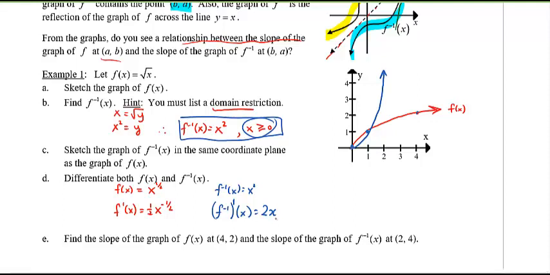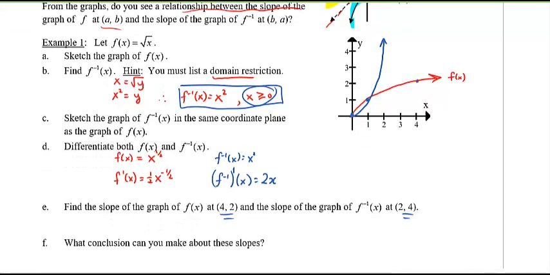Let's actually pick a point now. So let's take a look at the points 4 comma 2 and 2 comma 4. At 4 comma 2, I'm saying let's look at this particular tangent line. And at 2 comma 4, I'm saying let's look at this particular tangent line. And let's see if we can find the relationship between the two.